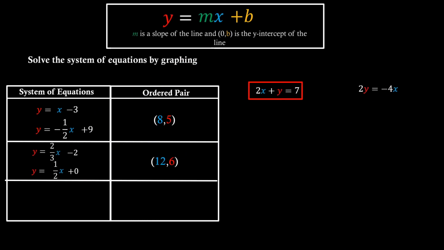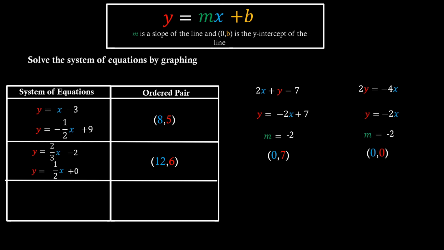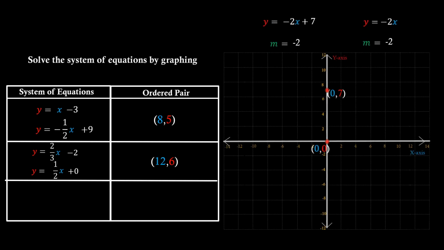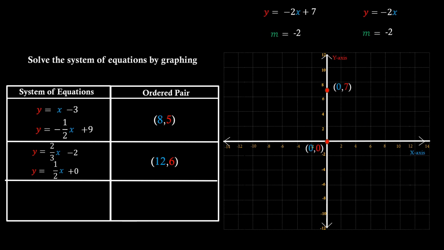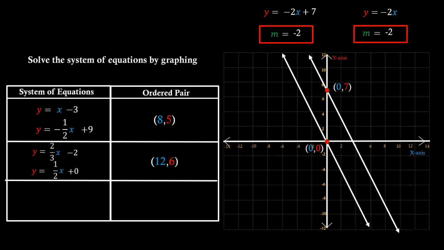For the first equation, we can add 2x to both sides to get y is equal to negative 2x plus 7. We can see from this equation that the slope is negative 2 and the y-intercept is (0, 7). On the second equation, we can divide both sides by 2 to get y is equal to negative 2x. So the slope is negative 2 and the y-intercept is (0, 0). Notice that the slopes of the equations are the same, negative 2. Now, because the slopes are the same, we know that the lines are parallel, meaning there is no point of intersection.